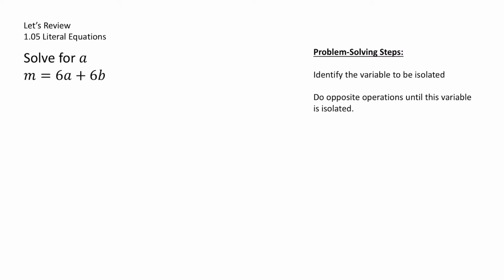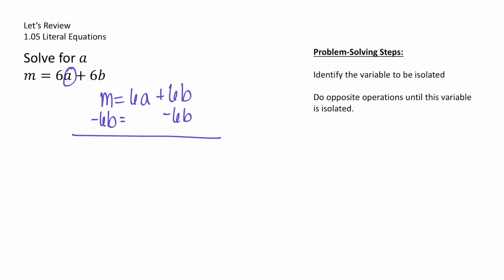So this problem is another literal equation. The variable that we want to isolate in this one is a. So a is not by itself because it's being multiplied by 6 and it's being added to 6b. So I'm going to do those operations in reverse in order to get a by itself. So I'm going to start off by subtracting 6b.